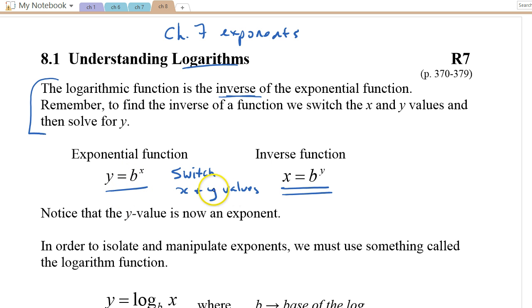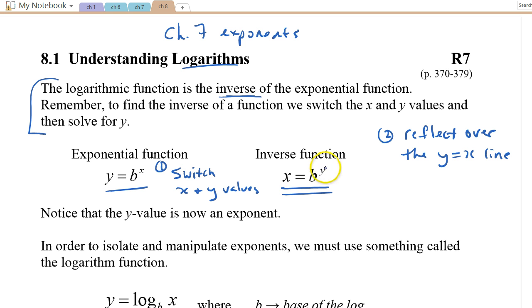Another way of doing an inverse is, so that's the first way, the easiest way is to switch the x and y values. A second way to find the inverse is to reflect over the y equals x line. So if we were to graph this, it is going to look different because it will be a reflection. So it's not the same function, it's the inverse function.